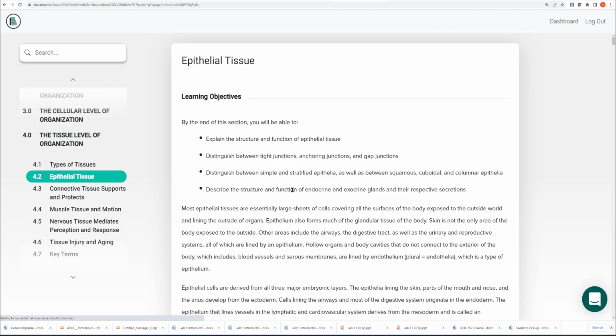Again, you are only responsible for the same epithelial tissues that were introduced in lab. Now, you know from lab that epithelial tissues, again, are made up of layers of cells, either one layer, simple epithelia, or multiple layers of cells. You know that these cells come in different shapes: squamous, columnar, cuboidal.